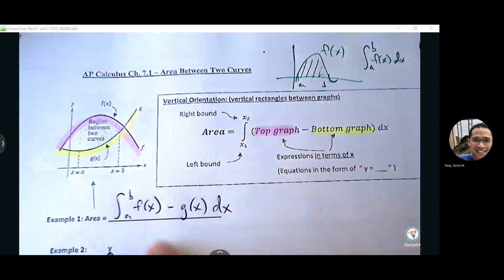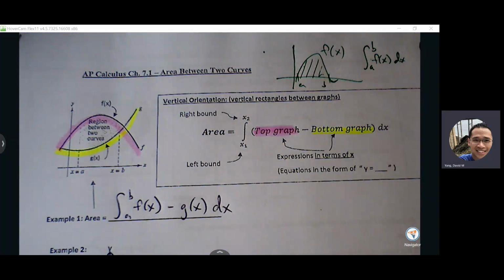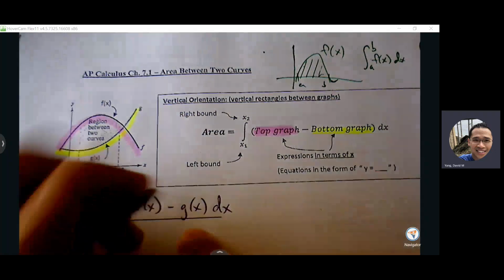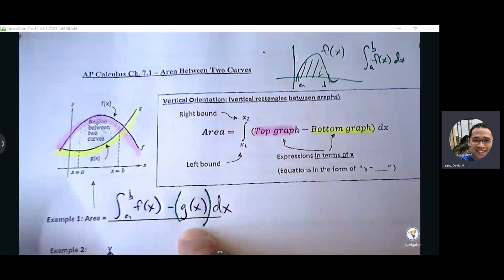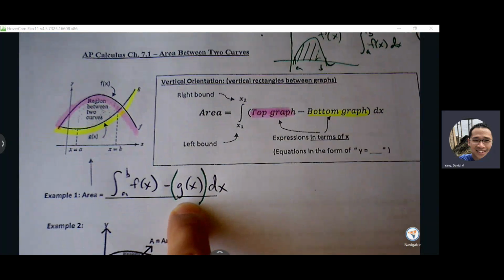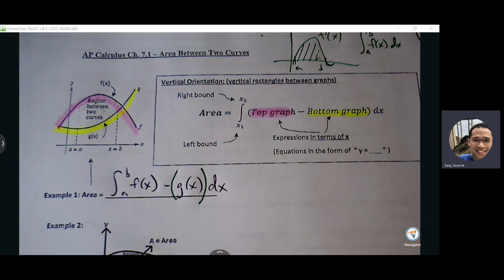dx. Now, sometimes it may be necessary for you to put a big parentheses around the g of x graph. And why is that, you think? Yeah, there's multiple terms sometimes inside the g of x function. We have to distribute that negative through. So just be aware of that. If there's only one term for g of x, then it doesn't matter. But if there are multiple terms, we always have to make sure we distribute that negative through.